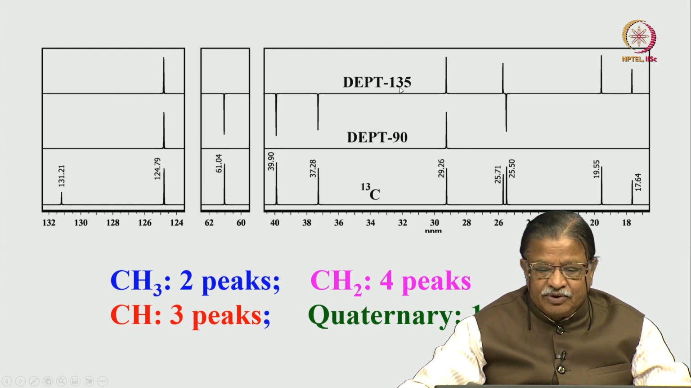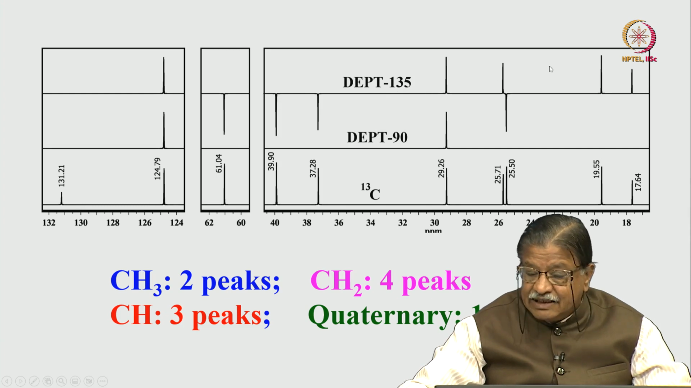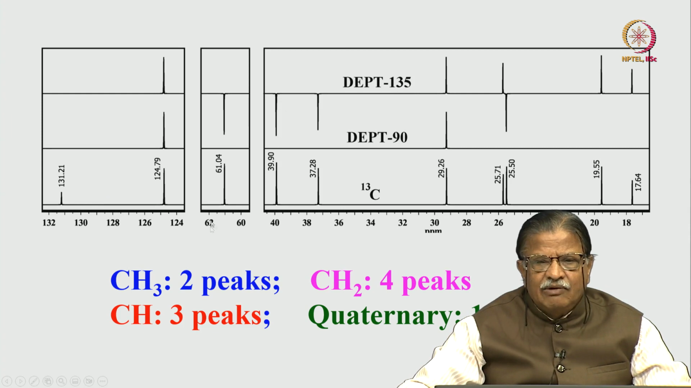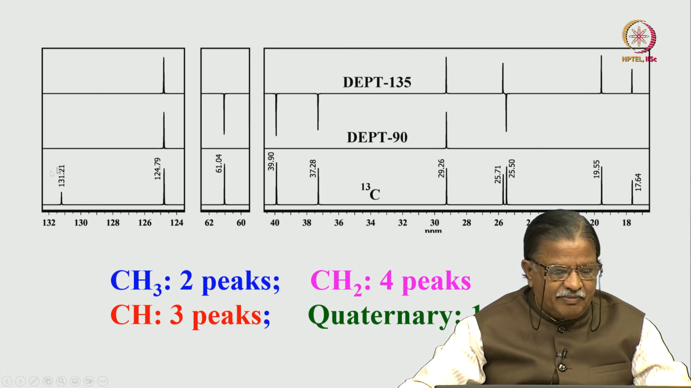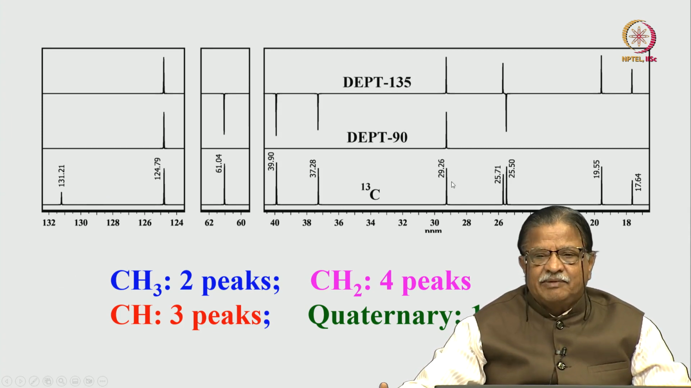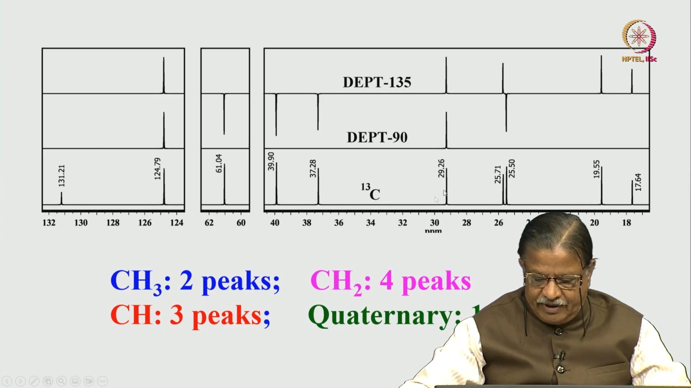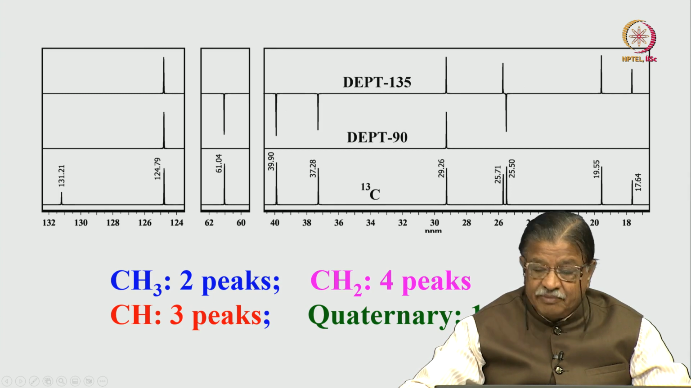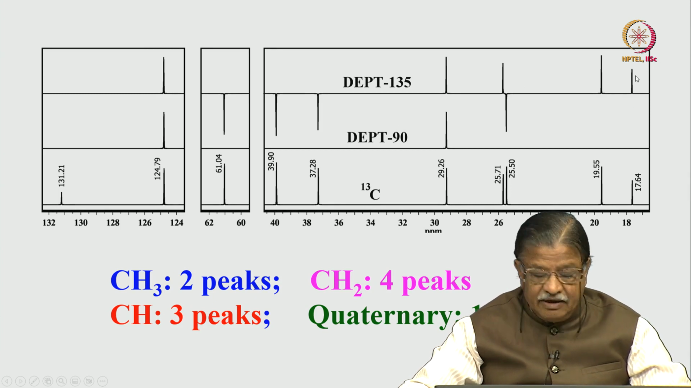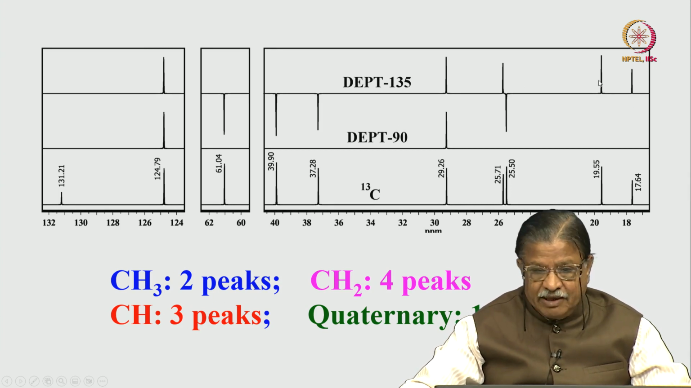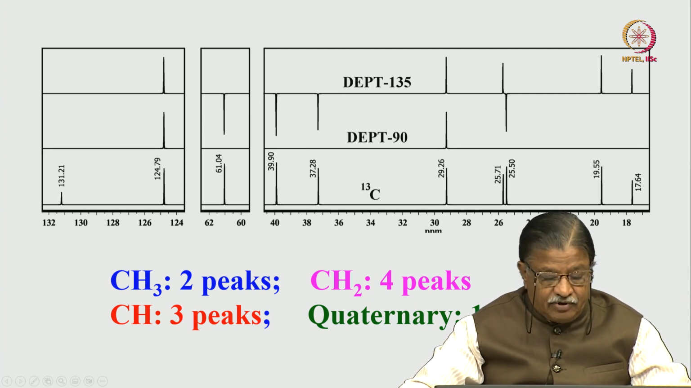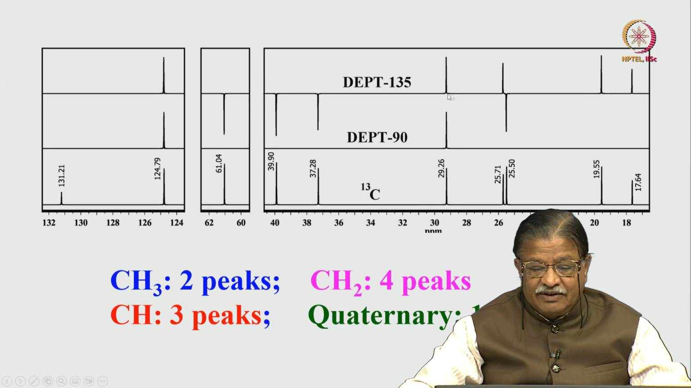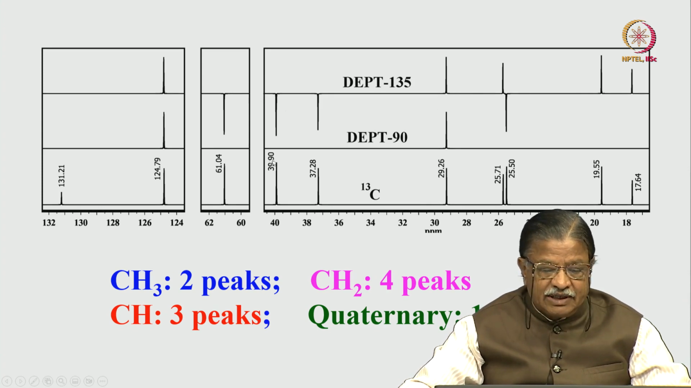DEPT 135 shows you CH and CH3 are positive, CH2s are negative. Just look at it, and then the leftover peaks are from the quaternary carbons, from the conventional NMR spectrum. We can easily identify: there are 2 CH3s which are positive, and CH2s, if you look at it, 1, 2, 3, 4 CH2s, because of negative intensity in the DEPT 135, I know these are CH2s.